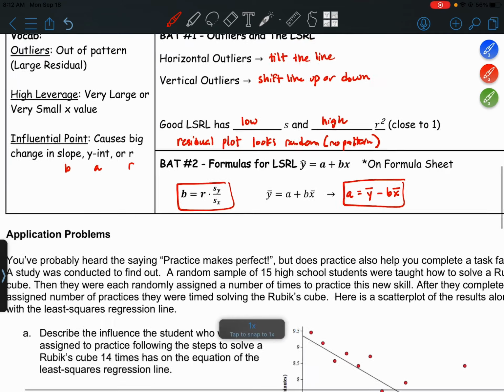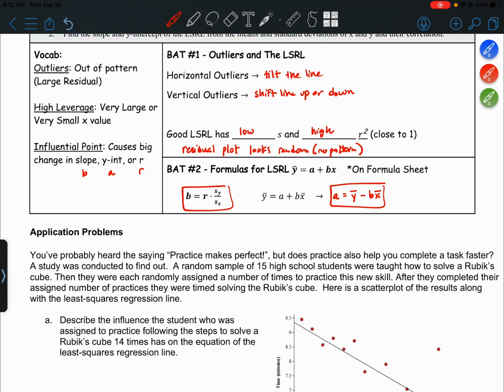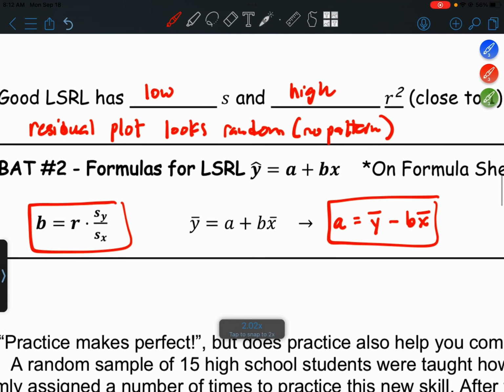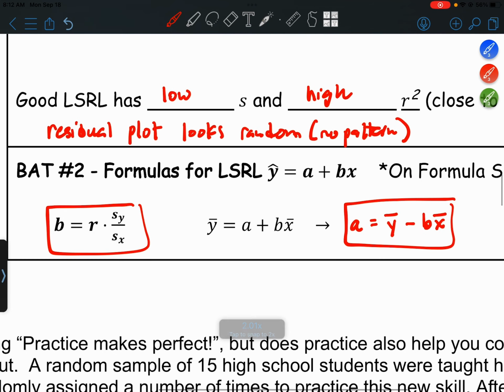I don't want you to do it right now because you have another activity to work on. But if there's time at the end of the period, I'd love for you to try question C here. It gives you an opportunity to practice using these two formulas to find the intercept and slope of the LSRL.